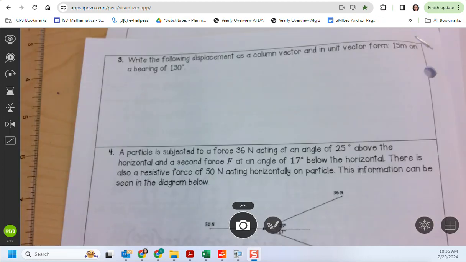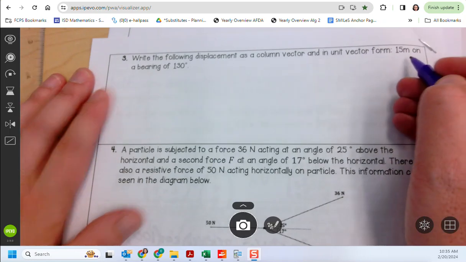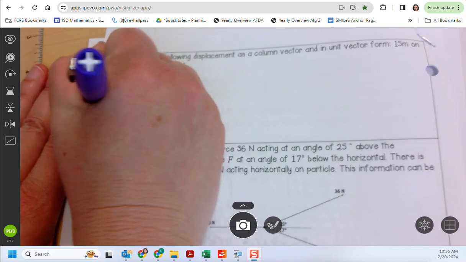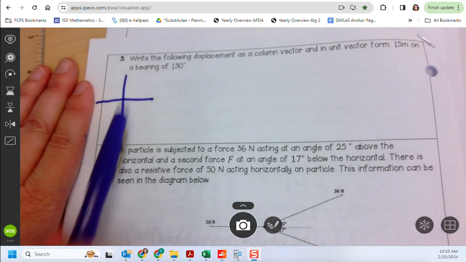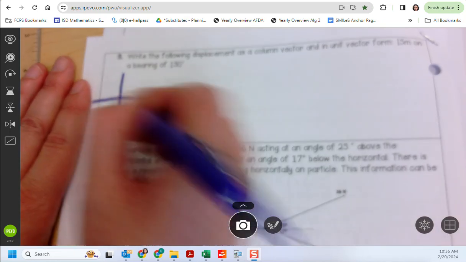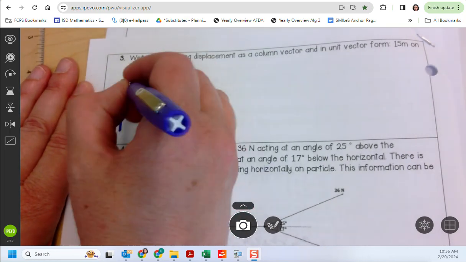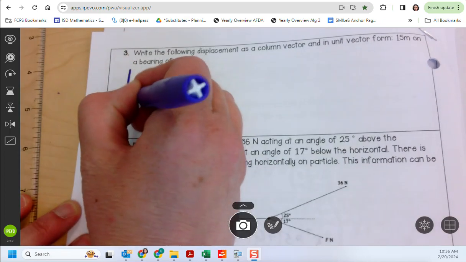Write the following displacement as a column vector in unit vector form. So basically we're just trying to find the vector for this displacement. 15 meters on a bearing of 130 degrees. So draw your north, south, east, west. And remember that we're starting from the north. So we need to go 130 degrees. So that would be 90 plus 40 more.